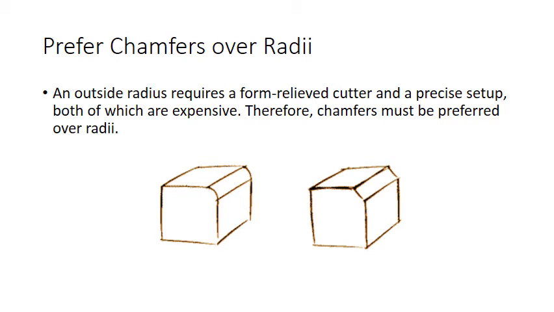Outside radius requires a form relieved cutter and a precise setup which are costly. Therefore, chamfers must be preferred over radii. Therefore, this first figure is not recommended and the second one is recommended.